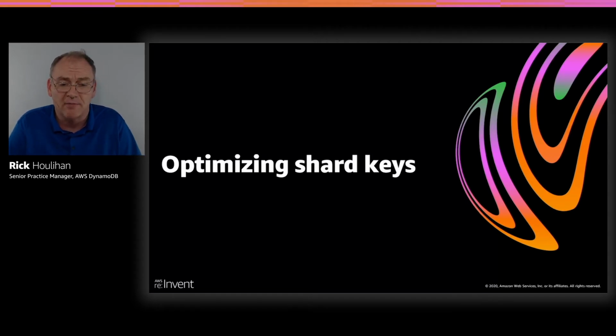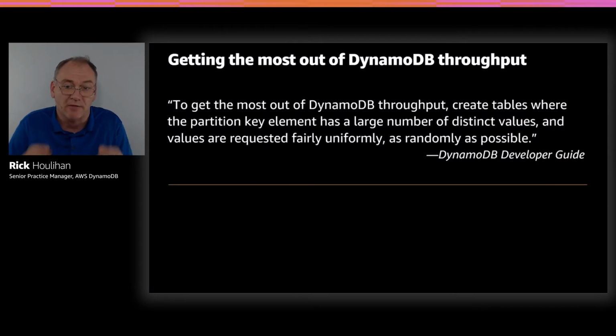All right, let's take a look at optimizing shard keys. What does that really mean? Well, when you talk about NoSQL databases, it's really about getting that data spread out, right? And DynamoDB is no different. They're all the same. To get the most out of DynamoDB throughput, really any NoSQL database, we want to create tables where the partition key element has a large number of distinct values, and values are requested fairly uniformly and as randomly as possible. And usually for high velocity workloads, this means some implementation of the process we call write sharding.